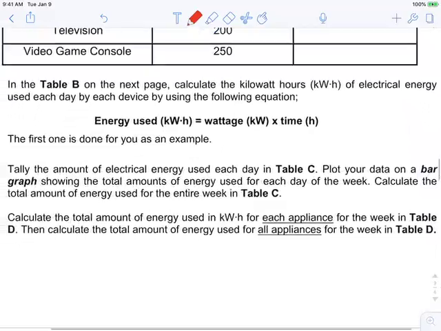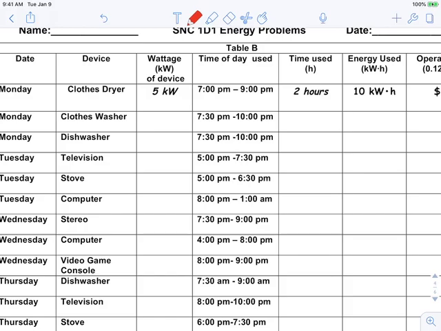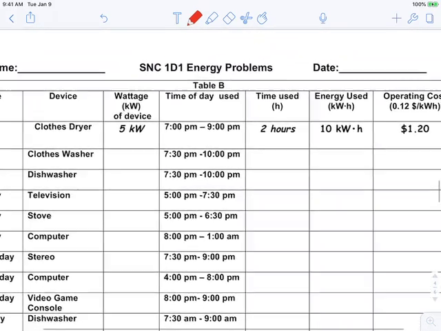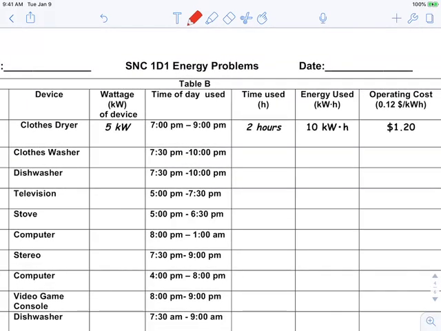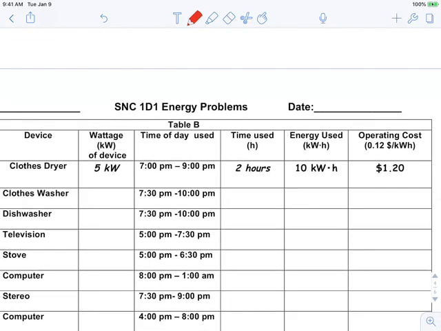When we flip over our page, here we go. Now we need to figure out how much these things cost to use. Before we even get started, I want you to write something in. Remember, what is energy? Energy equals power times time. And if we want cost, we can use our formula, cost equals, oh, that's going to be way too big.